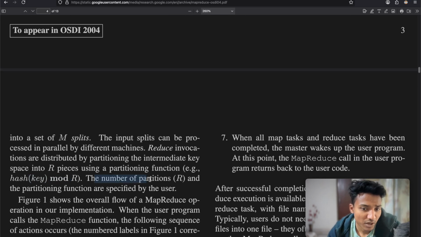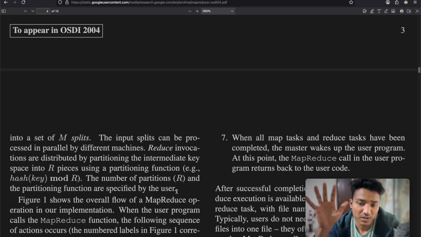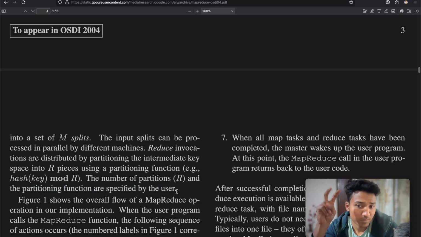The number of partitions and the function keys are specified by the user. Okay. So basically the strategy to group or partition, and how many partitions or groupings there could be, is defined by the user.